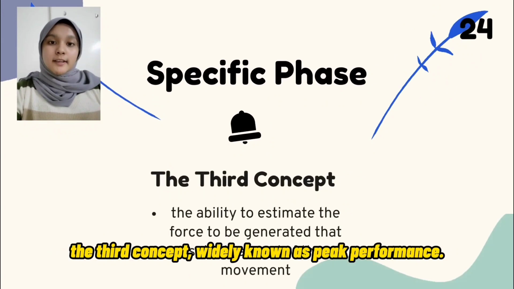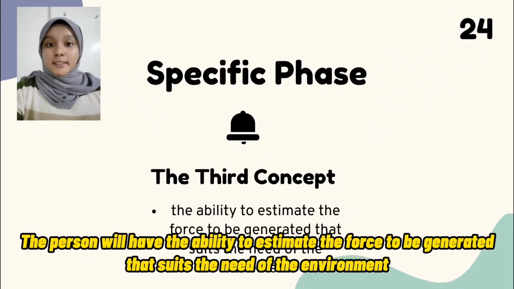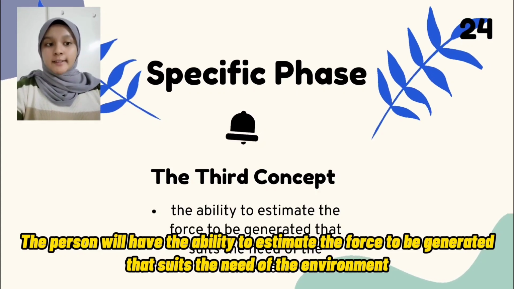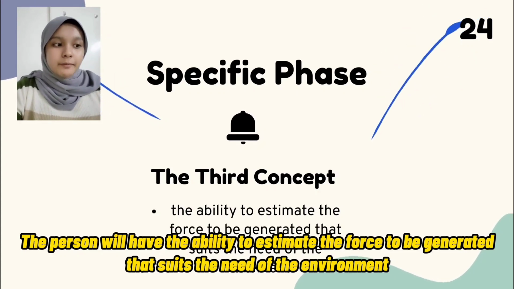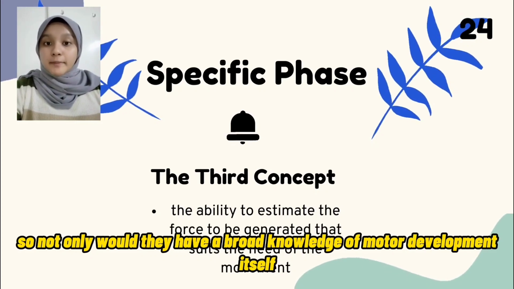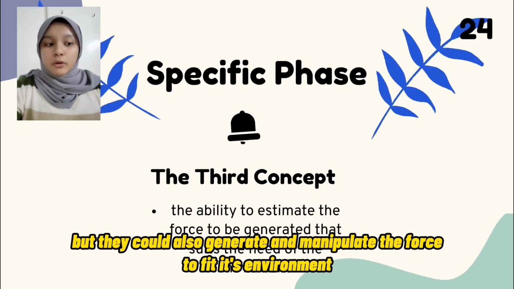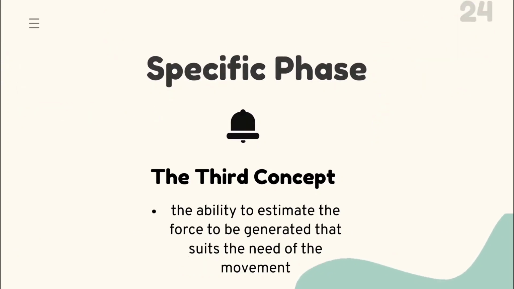The third concept, widely known as peak performance, the person will have the ability to estimate the force to be generated that suits the need of the environment. So not only will they have a broad knowledge of motor development itself, but they could also generate and manipulate the force to fit its environment.